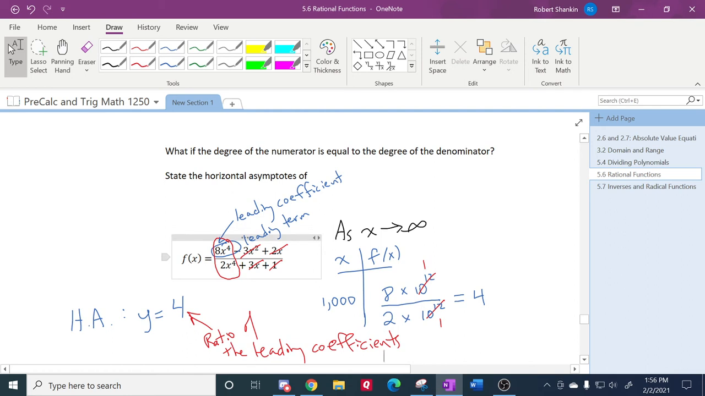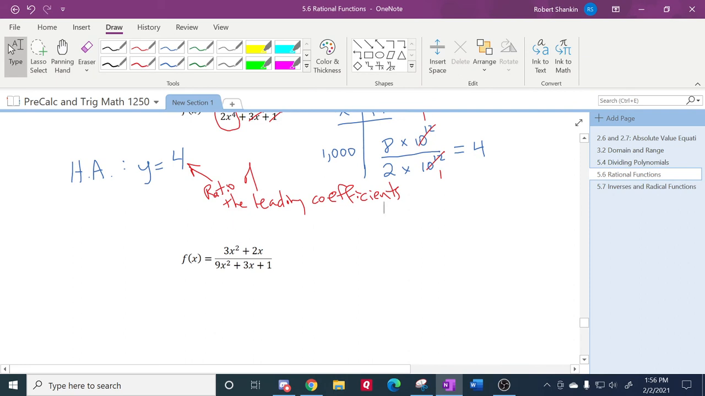Now, it turns out this is the only way you can get a non-zero horizontal asymptote, when the degrees of the polynomials are the same. Because we always get either 0 or there's none, the only way we get anything else is if the degree is equal on the numerator and the denominator. So, you do this next one. State the horizontal asymptote for this one.